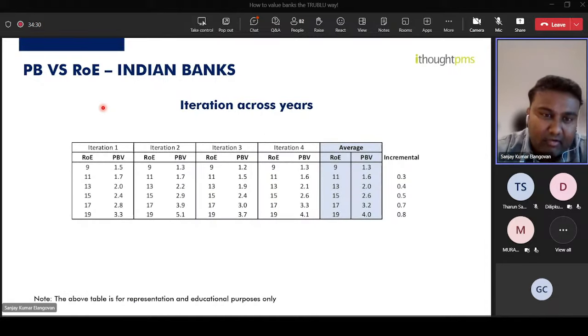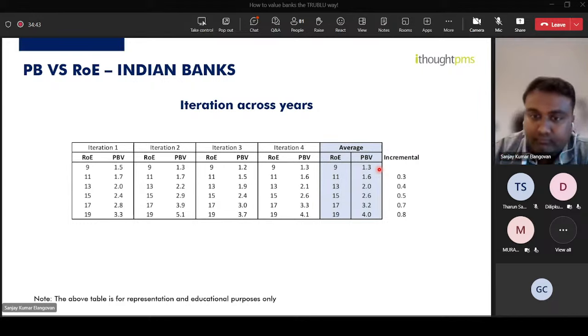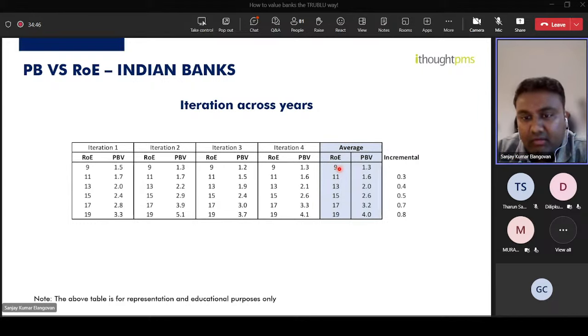So I've done this study across years. I've done this 4 times till now. And if you look at the average, let's say for a 9% ROE bank, you can pay 1.3 times price to book. And I'm increasing the ROE every 2% every time, right? And the increase in price to book is exponential.